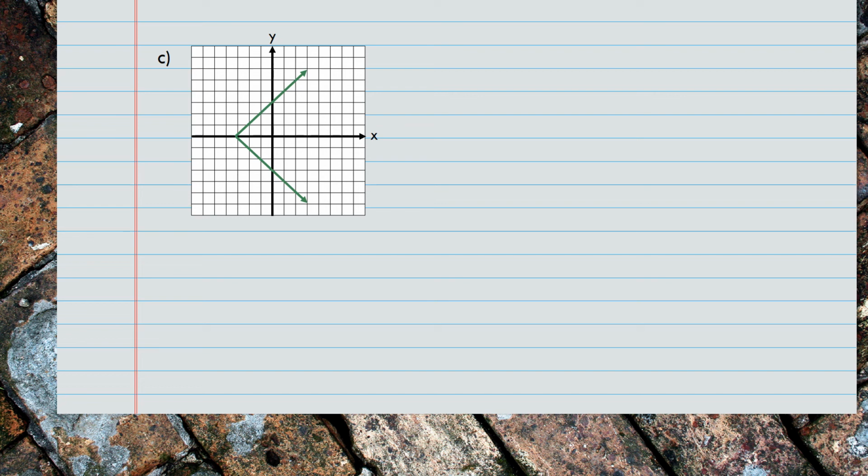For C, we have the given graph. Again, because we're being asked to determine whether it is a function, we draw a vertical line across the graph, and now we investigate. How many times does the vertical line cross the graph? It crosses it once and a second time, which tells us that because it crosses it more than once, this is not a function.